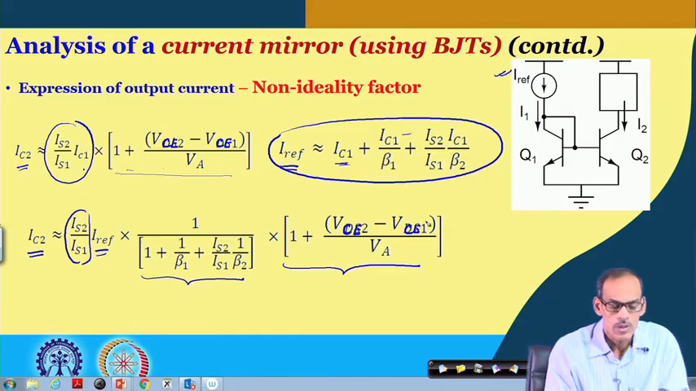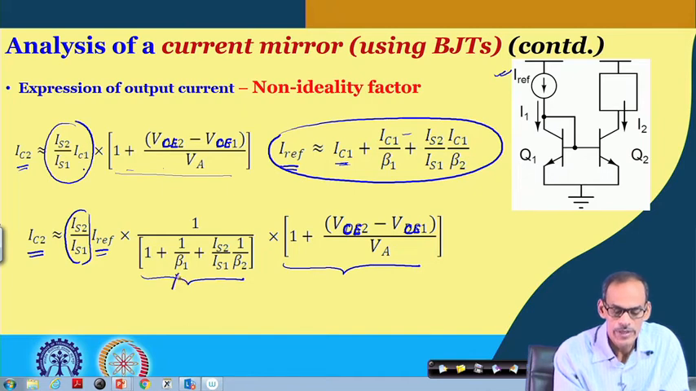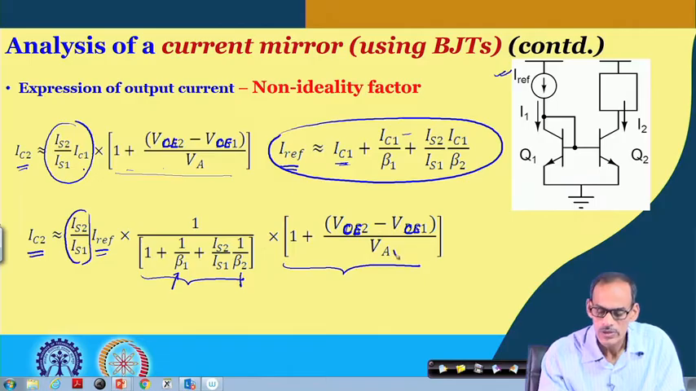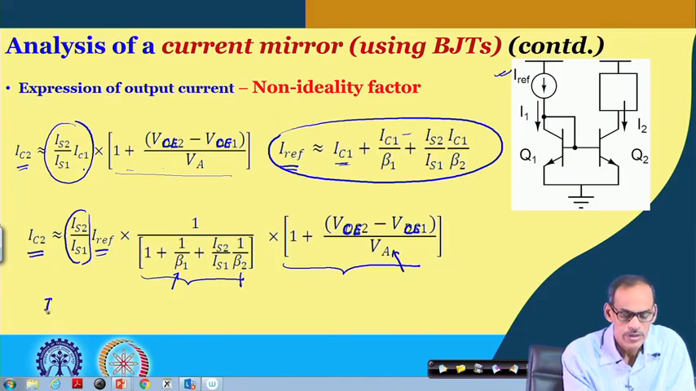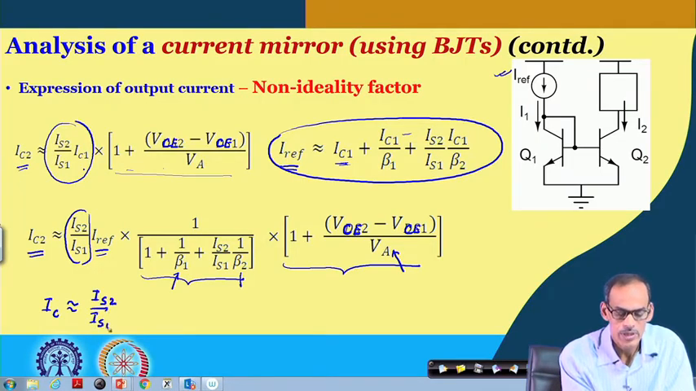Okay. So, now if the situation is ideal, namely if the beta is very high, so this beta and this beta are very high, and also if this early voltage is very high, then we can say that IC2 is well approximated by IS2 divided by IS1 multiplied by the reference current.